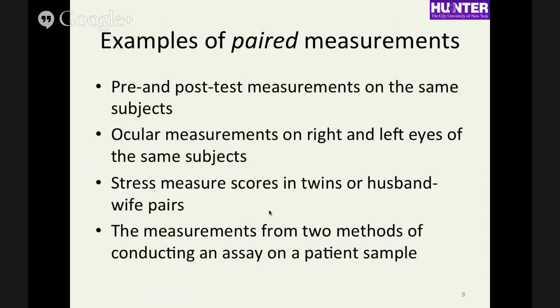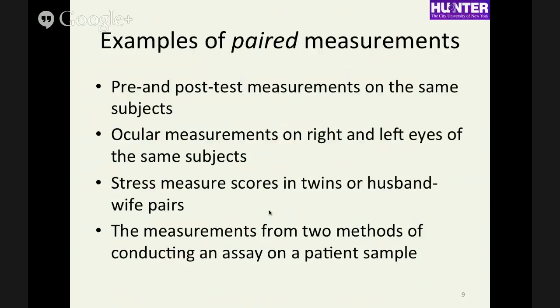Maybe it'll make it clearer once I talk about some paired measurements. So if we were to take a set of subjects and first administer them a placebo and then put them onto a treatment and look at the difference in something about those patients before and afterward, that would be a paired measurement because we're looking at the differences in each individual. If we were looking at ocular measurements, so measurements about the eye, between the right and the left eye of the same subject, there's an obvious pairing, right?